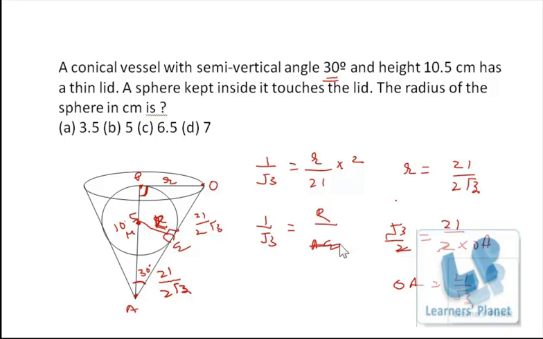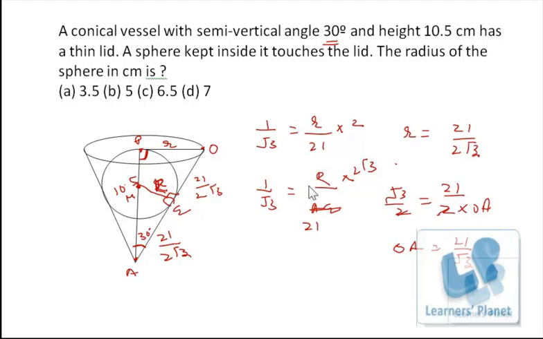So I put AQ over here, 21 by 2 root 3, right? So easily now the only unknown value is R, so that can be calculated. So that is 21 upon 2 into 3, that is 7 by 2, that is 3.5 centimeter, right? So easily this problem can be solved.